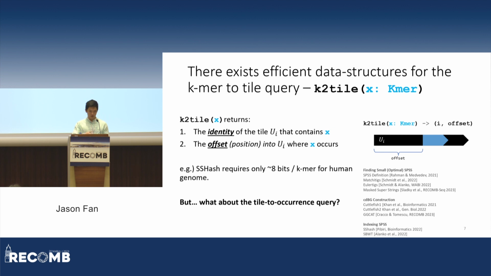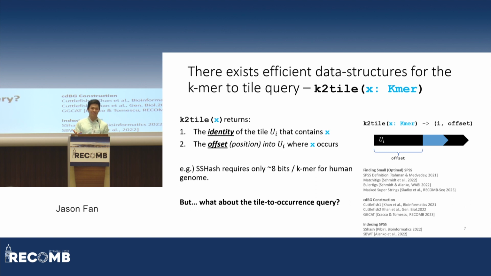What's really cool is that because of the work done by this community, there are now very efficient data structures for supporting this k-mer-to-tile query, which returns the identity of the tile that contains a queried k-mer, as well as its offset. For example, our collaborator Giulio has this data structure SSHash that requires only 8 bits per k-mer for the human genome. It's worth mentioning that the SPSS was first defined by Professor Medvedev, who's in this room, I think, with us today. There was a really nice talk by Andre earlier at RecomSeq. And in the next talk, we're going to hear about a really cool construction tool for the de Bruijn graph.